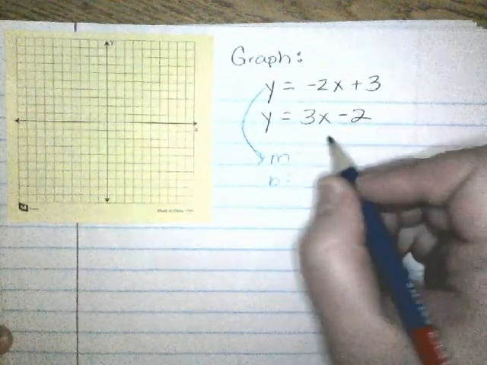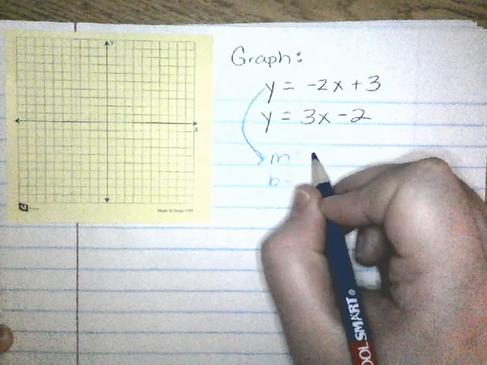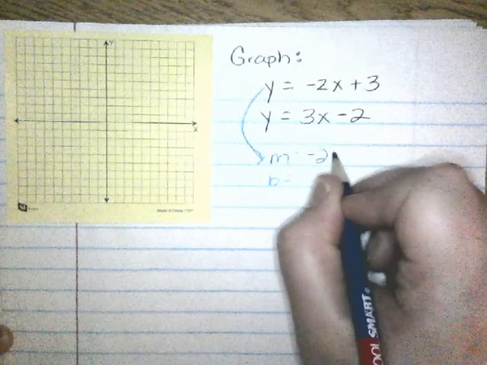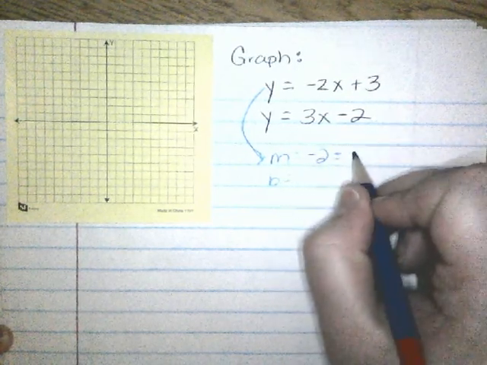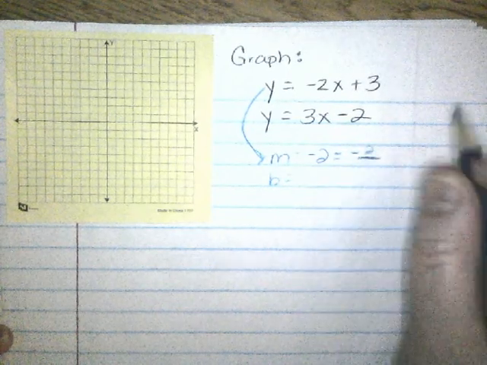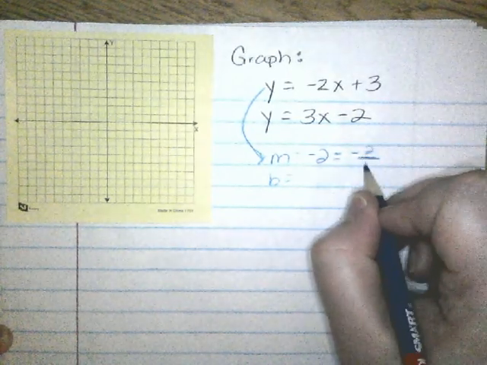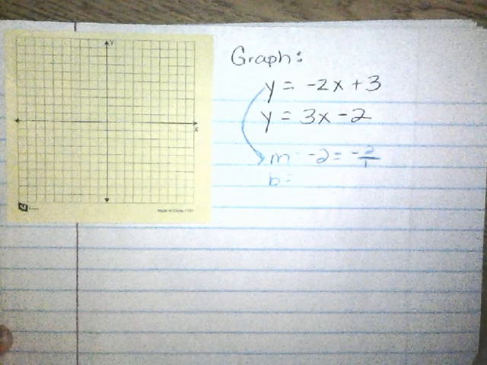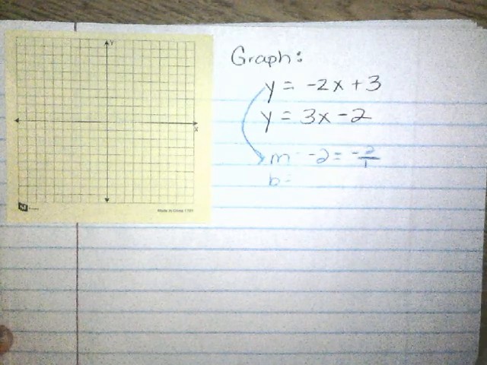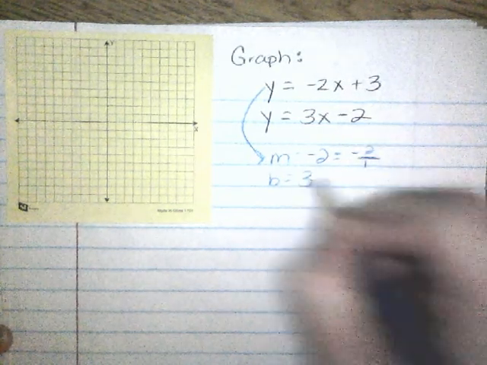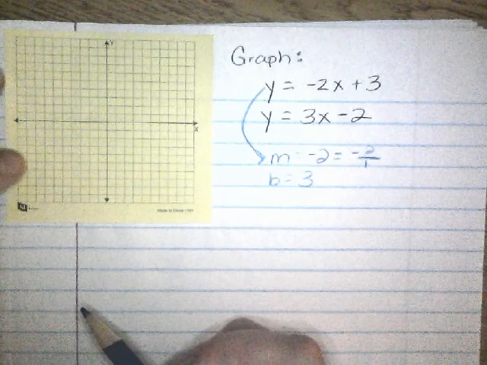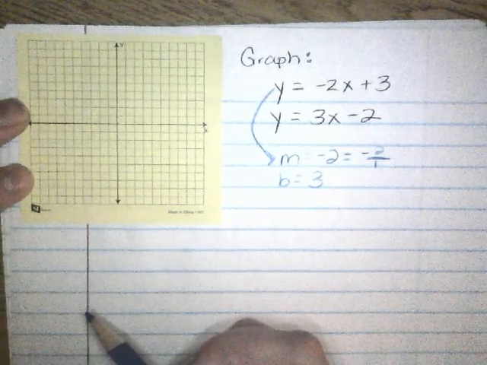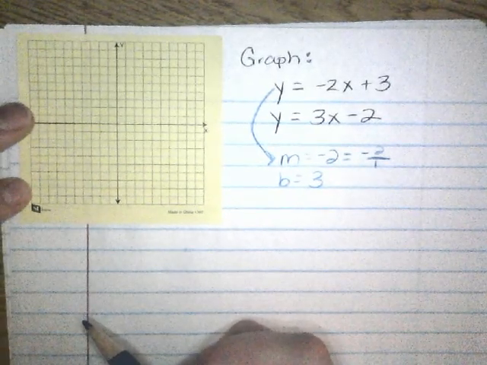-2. Can we change that into a fraction? -2 over 1. Good. Okay, and what is my y-intercept? Jackie? 3. Good. So what's the first thing I need to plot on my graph? Nope. My y-intercept. So I need to plot +3 on my y-axis first.